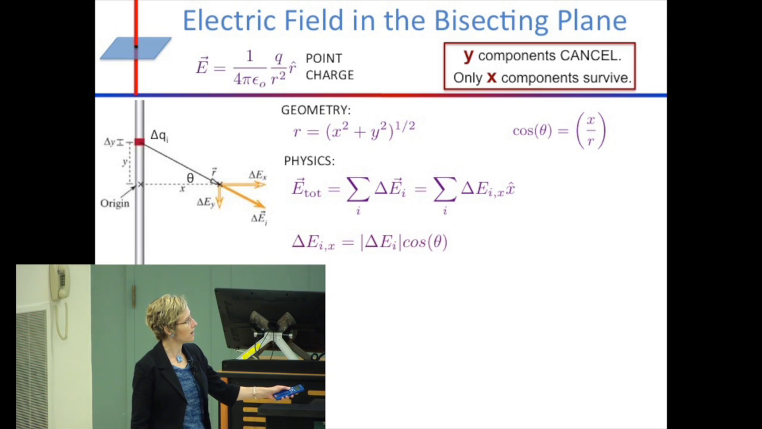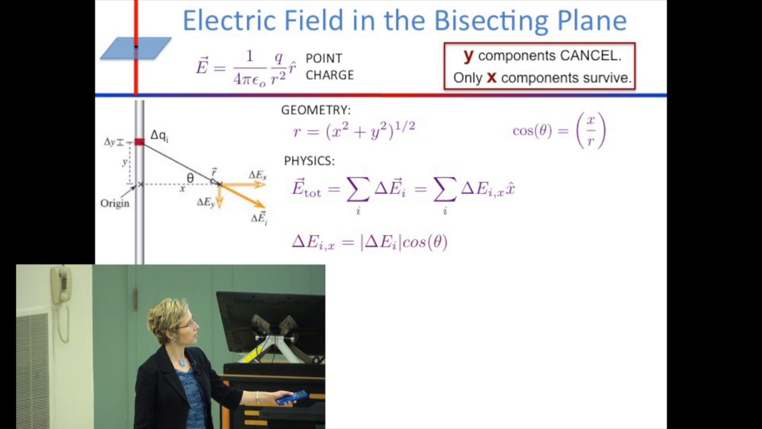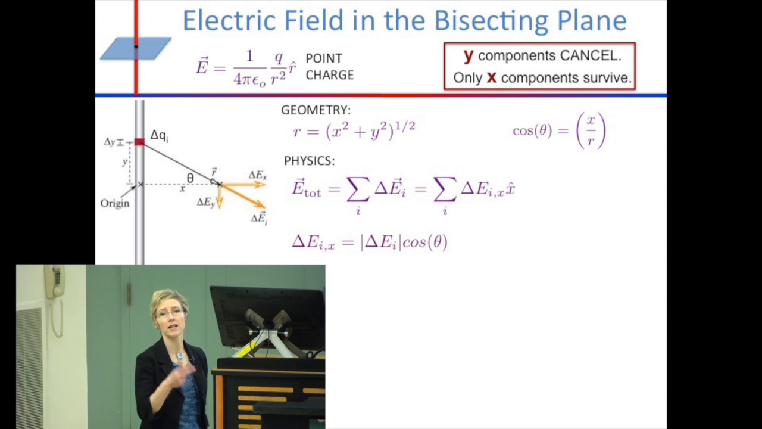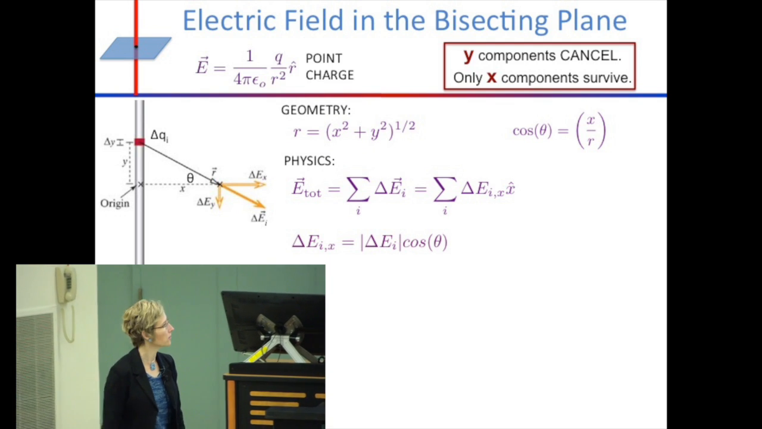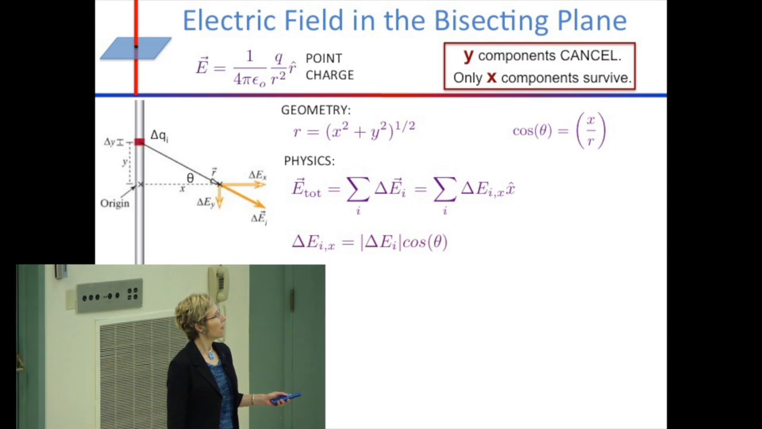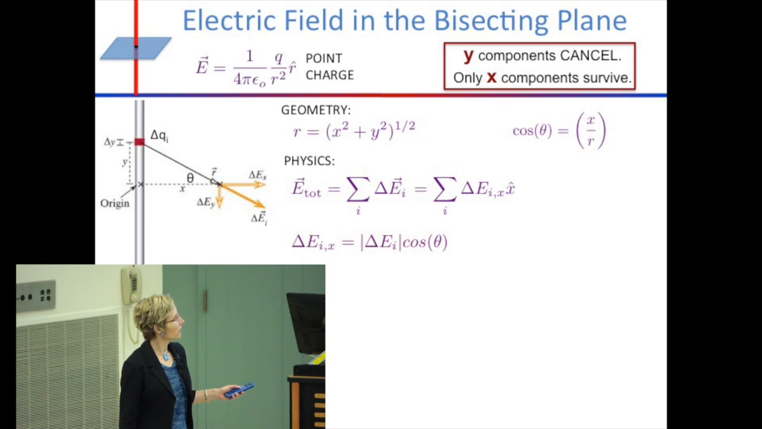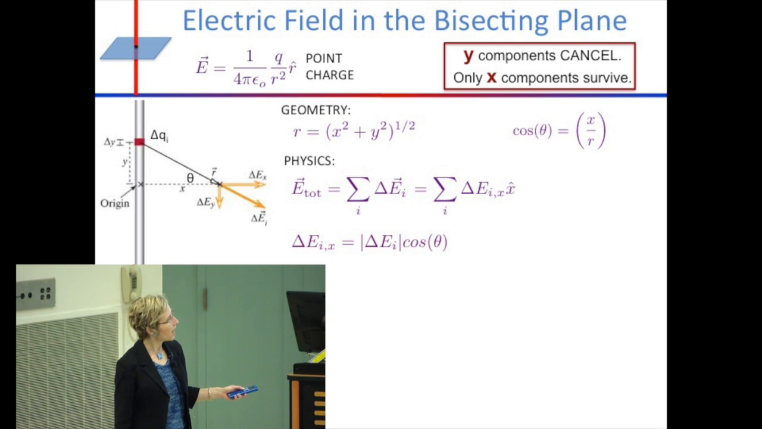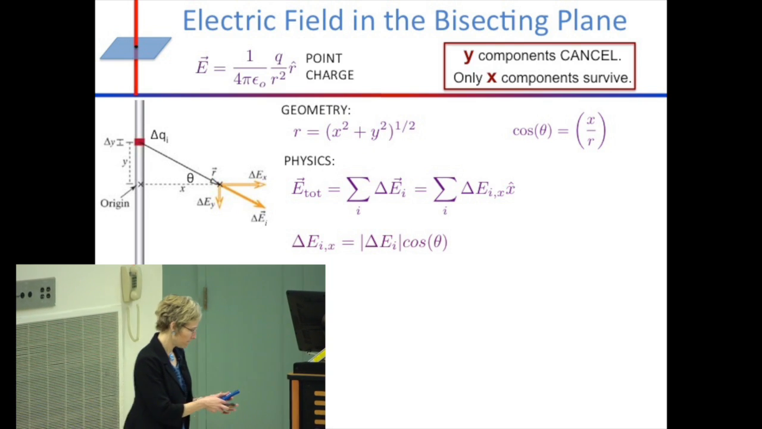So this is delta E_i as a vector, but I can write that as just its x component times x hat to remind me that it's in the x direction. Okay? And then I need the magnitude here of the electric field. The magnitude of the electric field going from here to there is this magnitude here. All right? I just want the x component.